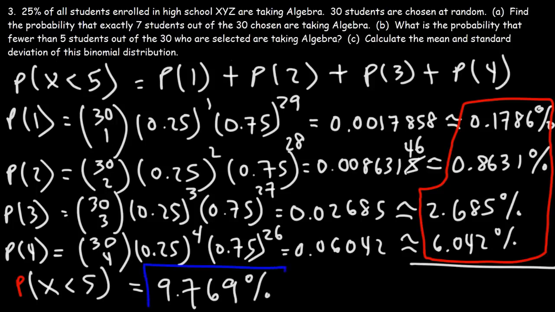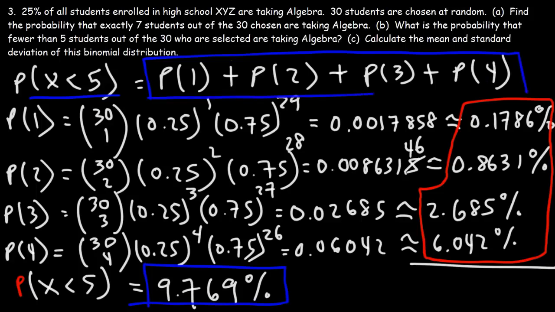So if you have an inequality, such as fewer than 5, you need to calculate multiple values in this case. So you have to calculate the probability of getting 1, 2, 3, or 4 students out of the 30 who are taking algebra. As you can see, this could be a long repetitive process, and if n is very large, you could use the normal distribution to approximate a binomial distribution. But for this particular example, since we only have to calculate 4, I just decided to add all 4 values.